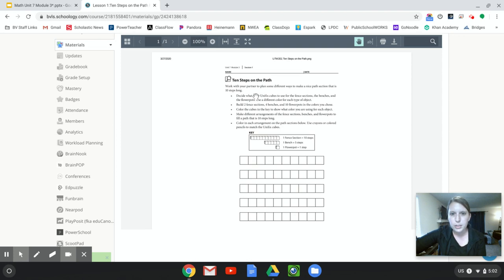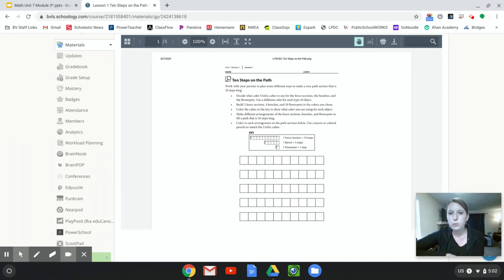So the directions are that you have a partner, and you might not have a partner, that's okay, but you're going to be making 10 steps on a path. So there's 1, 2, 3, 4, 5 ways that you can do it. You're going to create a path that's 10 steps long, 5 different ways. So you could use a fence, you could use a bench, or you could use a flower pot. You could use any combination of those things.